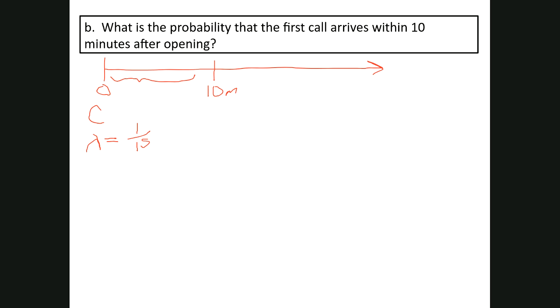We want to determine the probability that the time that first call arrives is less than or equal to 10 minutes. In this case, T is 10. And if you'll notice here, I'm going to do this a little bit quickly. Lambda T is 10 over 15, which is 2/3, 0.6 repeating.